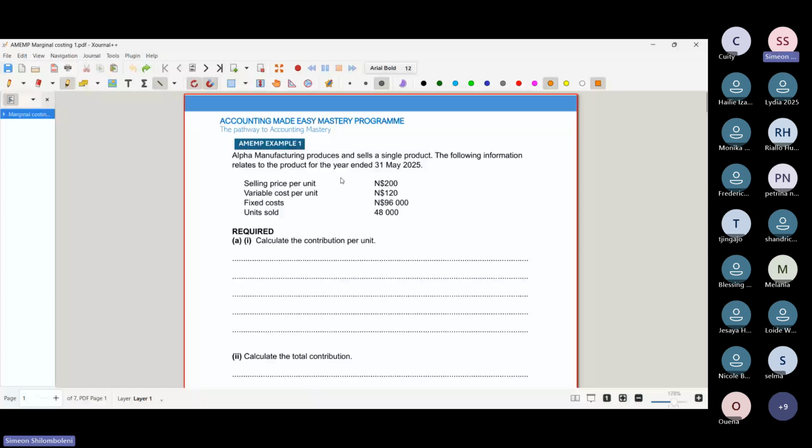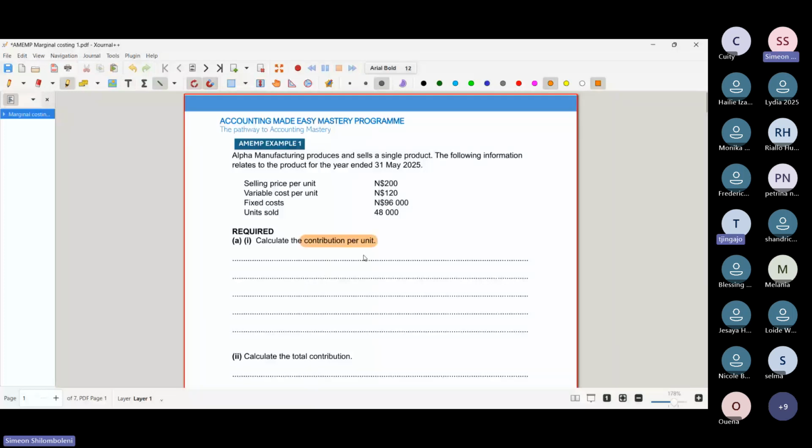Now we are going to move fast so that we can rather go to the other complicated one. Let's start. I've already given you the formula. What is the formula for this one? Here we are looking for contribution per unit. Maybe first I must explain what contribution is.